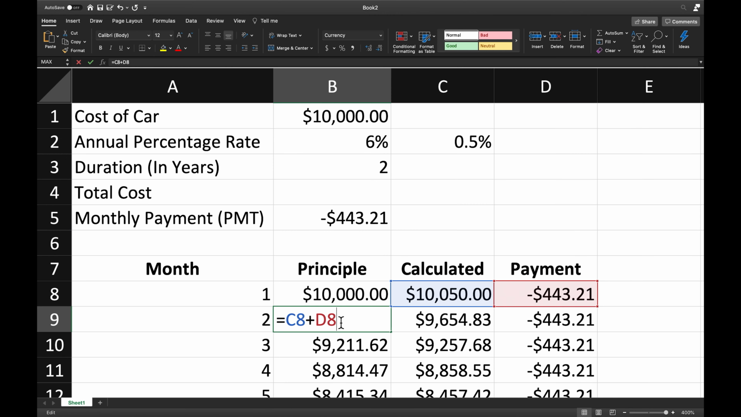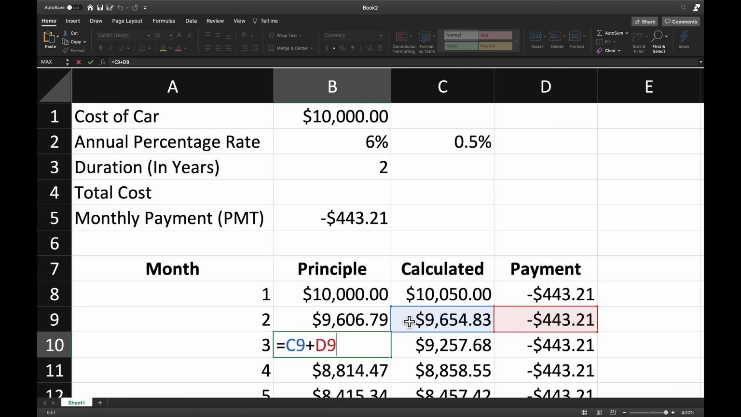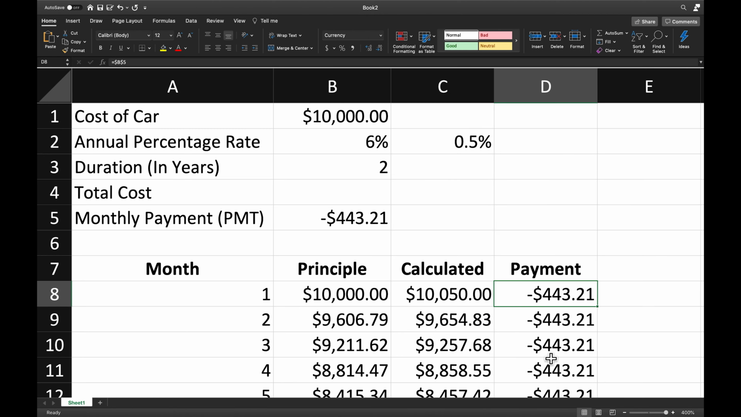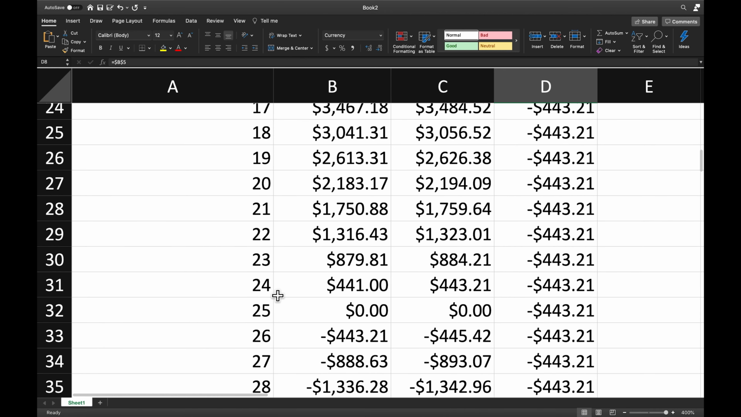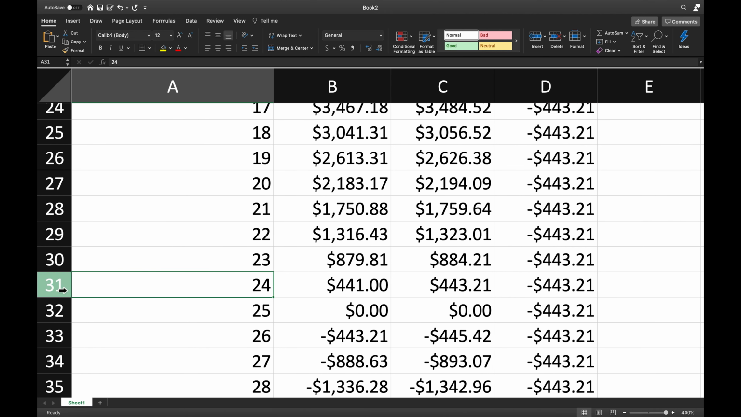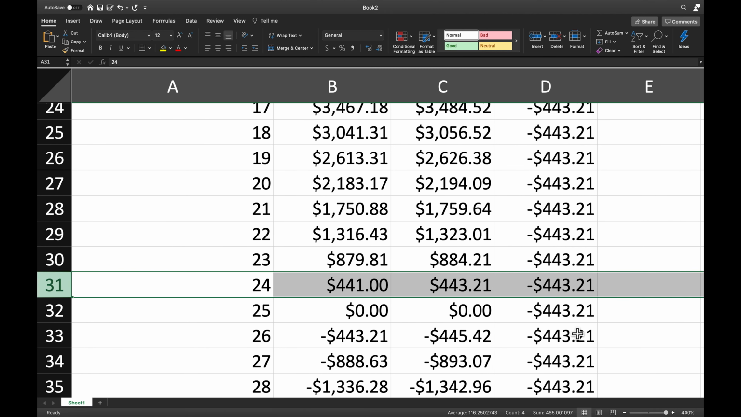Here, notice that the payment is deducted from the principal for next month. Interest is applied, then payment deducted. Same thing here. Interest is applied, payment deducted. Now you can see it's the same payment every month. On the 24th month, you actually finish paying off the loan.